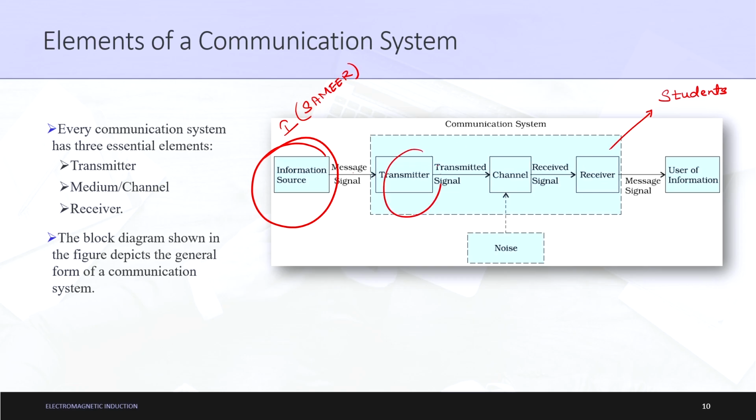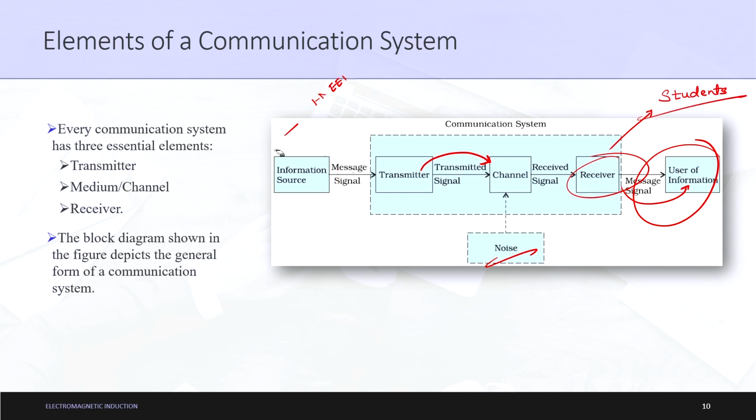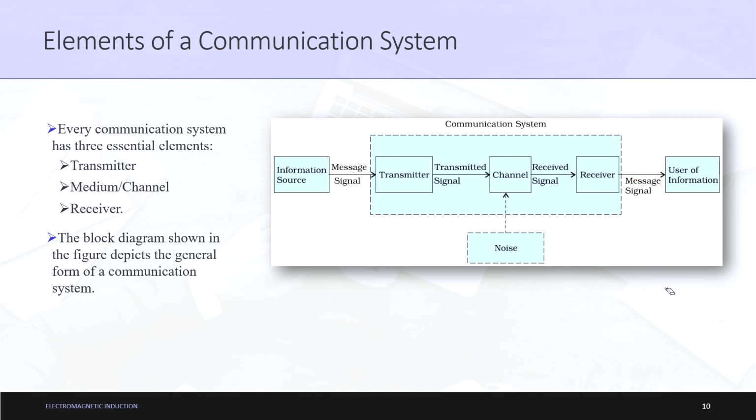Now, there is a transmitter, and the transmitter sends a transmitted signal to a channel. Channel has a noise. What is a noise? What is the use of noise? We will get to know. After the channel, it goes into the receiver. So, what is a receiver? Anything which the receiver receives is known as a received signal, anything which the transmitter transmits is known as a transmitted signal. And finally, after the receiver receives, you, the students, receive it, and you are the user of this information. Either you can grasp the concepts, or you can apply the concepts. So, this is the basic example of how communication systems are used.